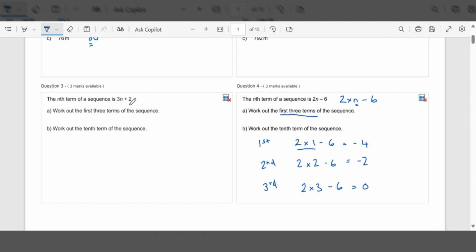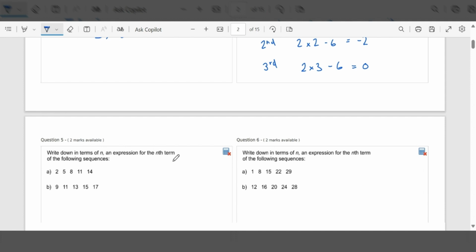zero. Well, same here, you do 3 times 1, add 2, 3 times 2, add 2, etc. And then if you wanted the 10th term, obviously you just swap n for 10, like I'll do for this one, so you do 3 times 10 plus 2. So the 10th term would be 32.